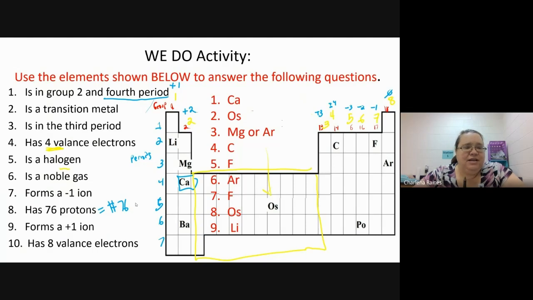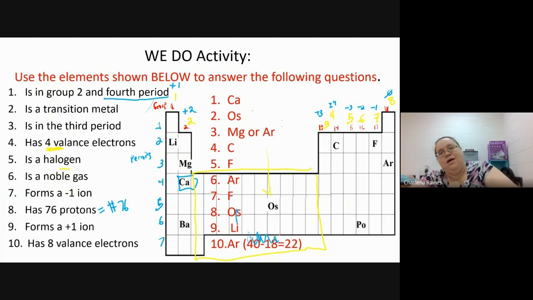And last but definitely not least, who has 8 valence electrons? 8 valence electrons means they have that octet. An octet means we are our noble gases. So my noble gas who is identified on the image would be argon. Ignore the math. I don't know why I have that. Oh, I know I have that there.